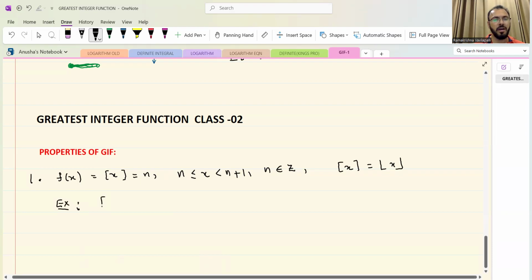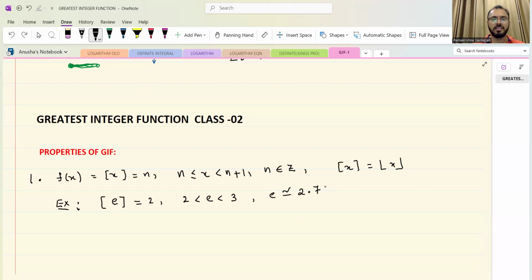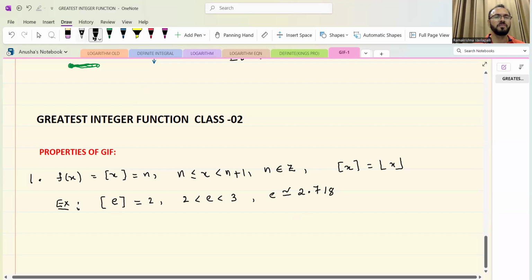The integral part of, say, e. The value of e is approximately 2.718. So its value is 2, since e lies between 2 and 3, where e is approximately equal to 2.718. We always consider only the integer to the left. Here we consider only 2.